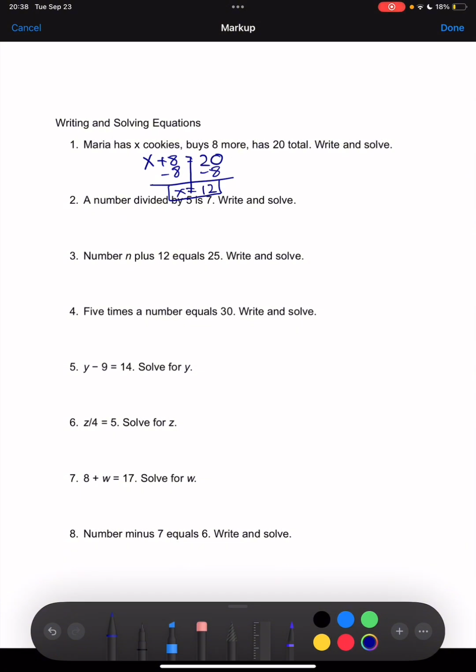Number 2, a number divided by 5 is 7. Write and solve. So, a number, we do not know what the number is, so we're just going to write a variable, divided by 5. That is same as x over 5. And a number divided by 5 is 7. So, now we have to do the inverse of division. That's multiplication. We're going to multiply by 5 on each side. And that means x is equal to 35.